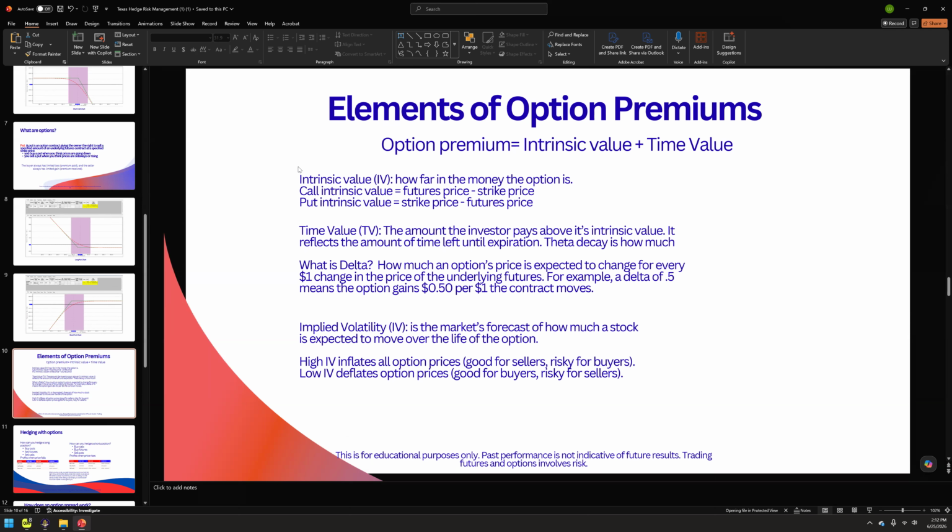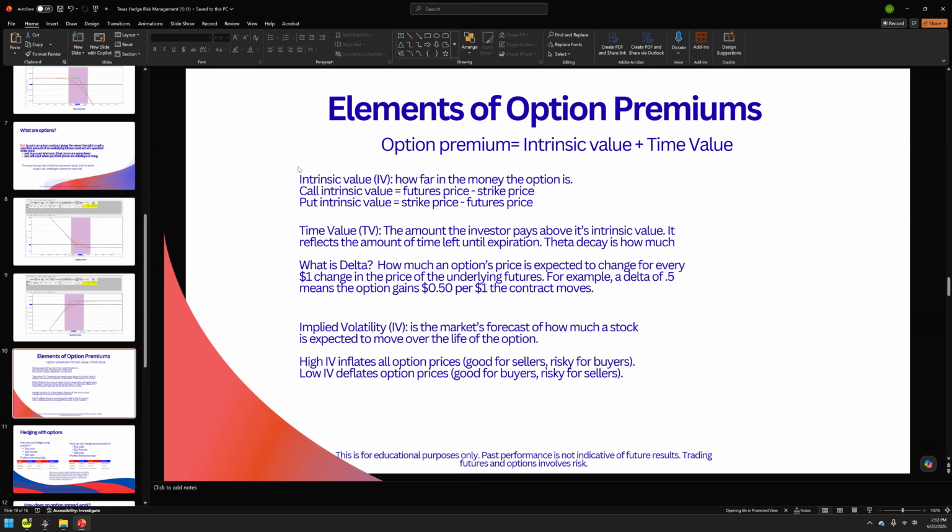If that 480 call, if the market's at 480, that strike is at the money. If the market is at 450 and your strike price is at 480, that is considered out of the money. If your strike price is at 480 and the market's at 520, then that's considered in the money. So in the money, out of the money, at the money. If I have a 480 call and the market's at $5, intrinsically that option is worth 20 cents.